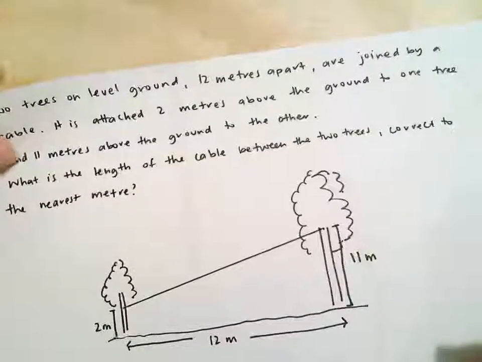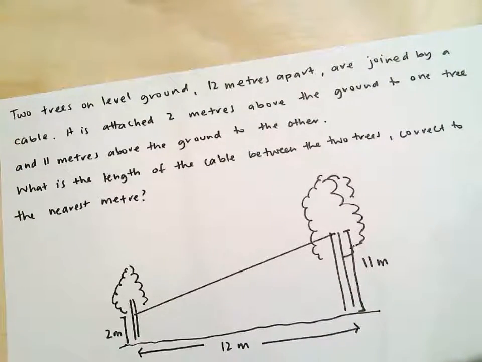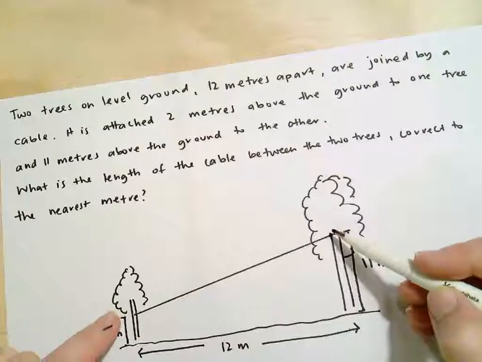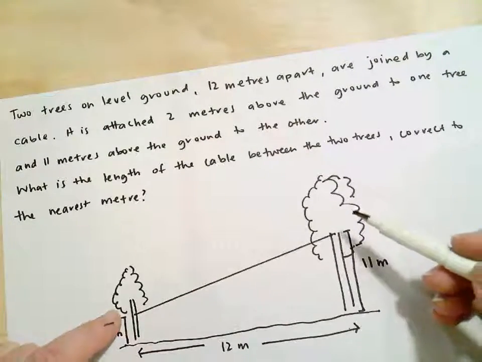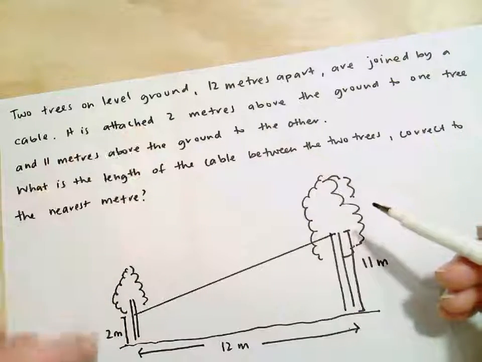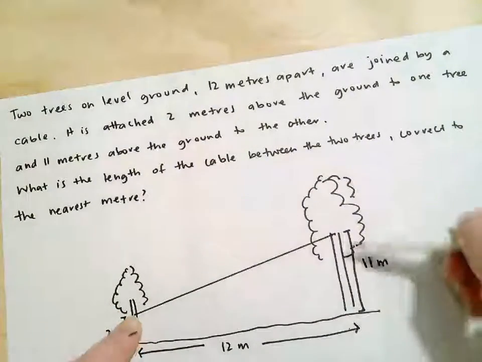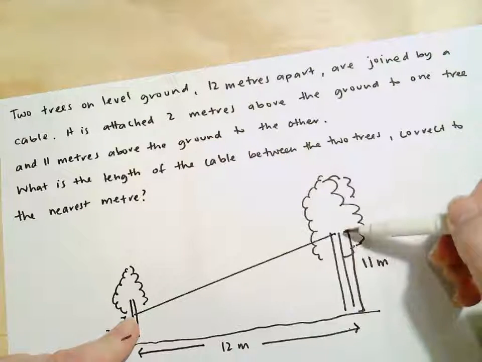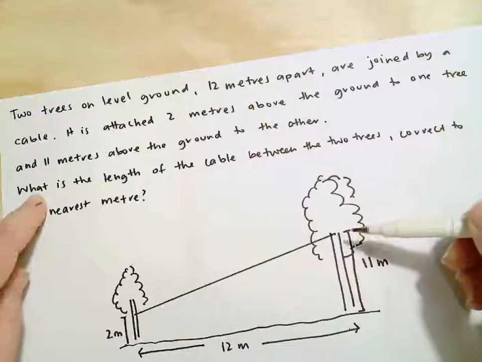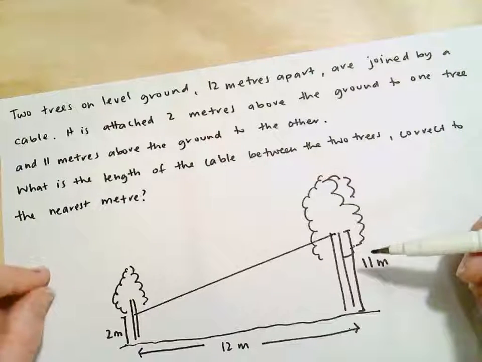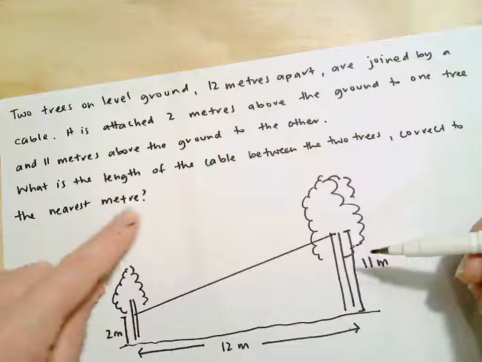Final question that we're going to have a go at, and then you've finished all your homework. Well done. It says, 2 trees on level ground, 12 metres apart, are joined by a cable. So here's the cable. This is again a past HSC question. It is attached 2 metres above the ground to one tree. So you can see that the cable starts 2 metres up from this one and 11 metres above the ground to the other. So you can see it starts higher. They're asking us what is the length of the cable between the 2 trees, correct to the nearest metre.